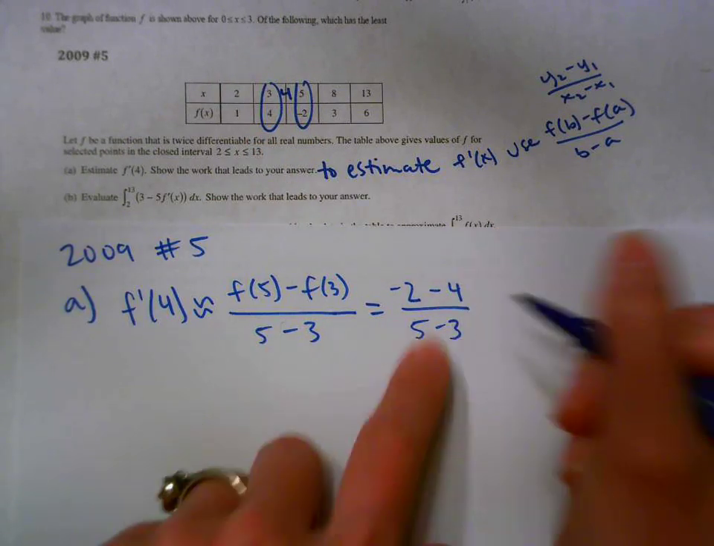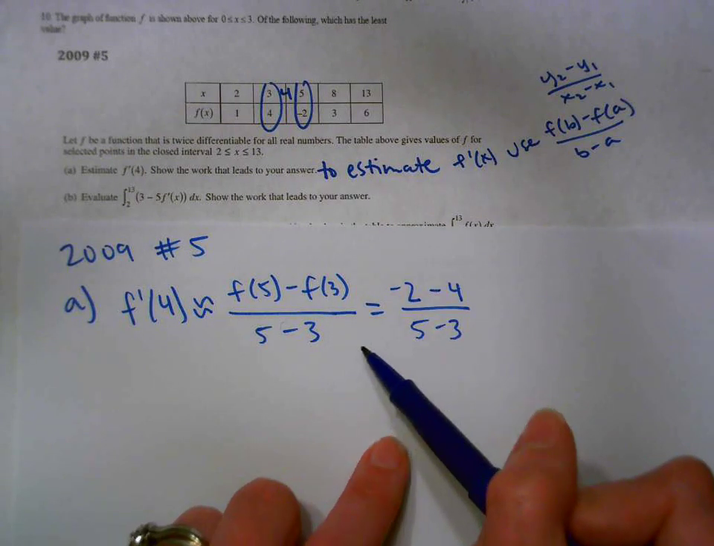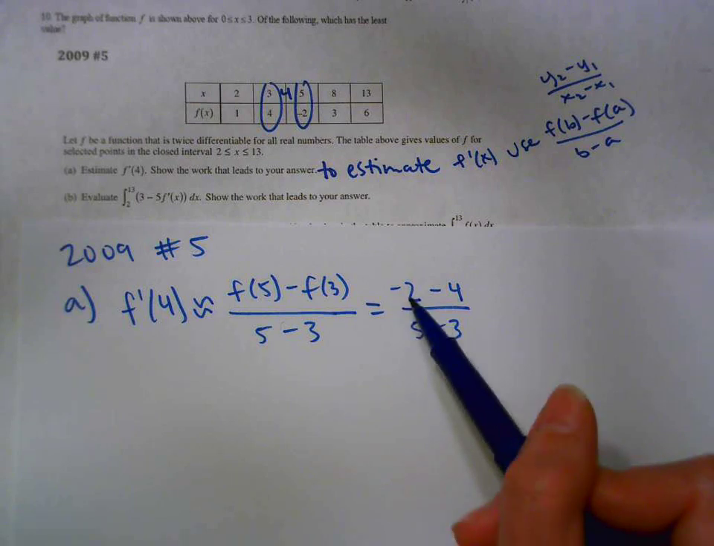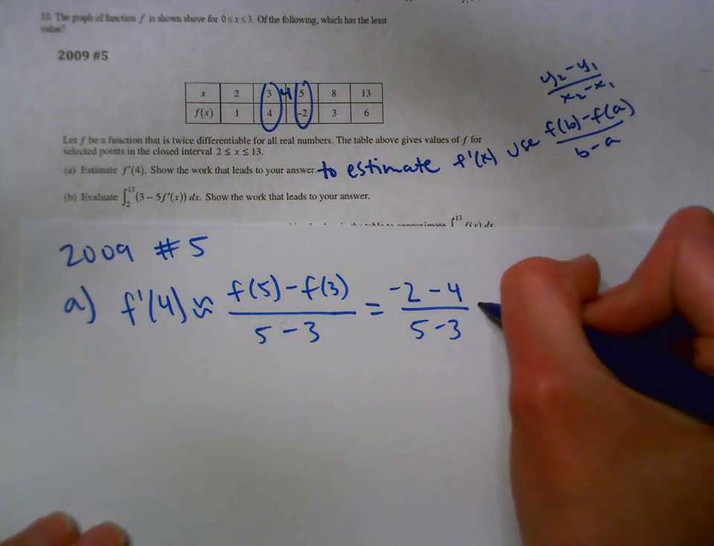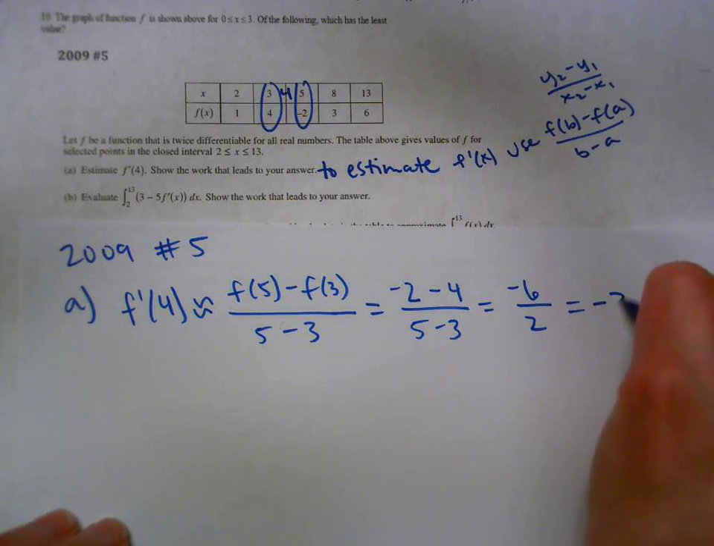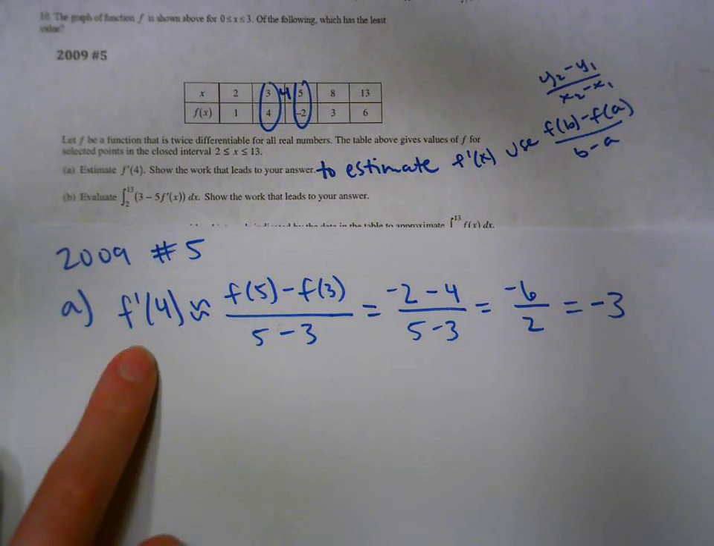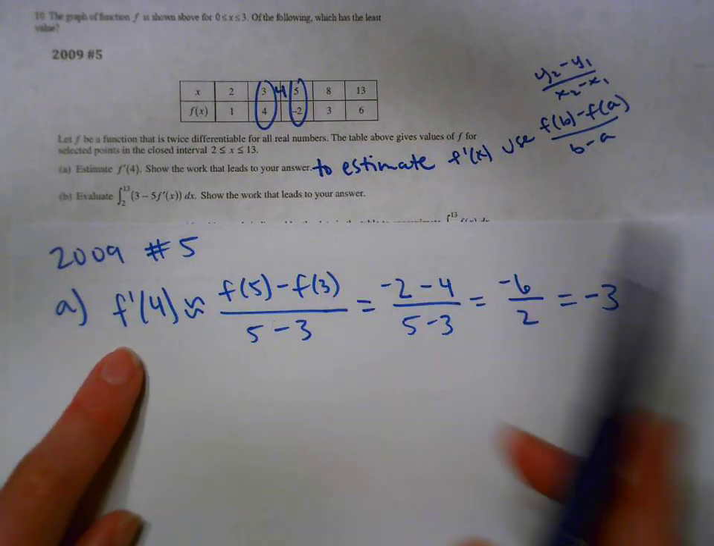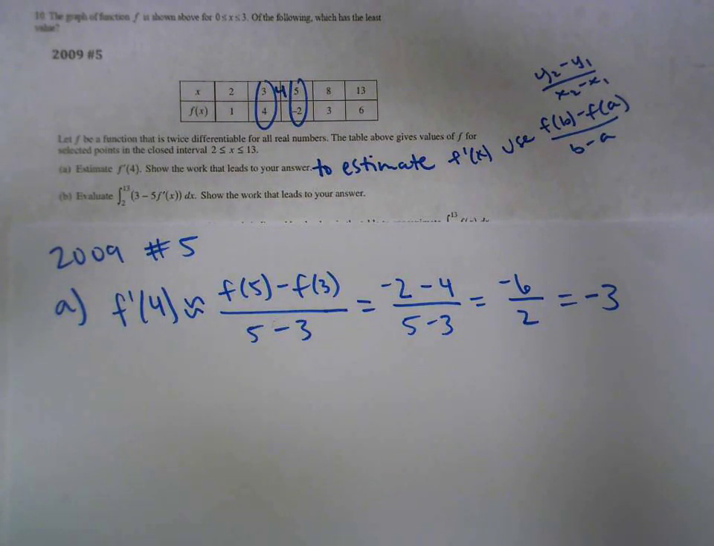You could jump to this part, which is going to be f of 5 is negative 2 minus 4 over 5 minus 3. You could just write that, but you do need to show one point on these questions is this difference quotient. So don't do anything in your head, write this out, and then you can simplify. So that would be negative 6 over 2, which is negative 3. So f prime of 4 is negative 3, and then let's see, do we have units? No, so we don't need to write units.